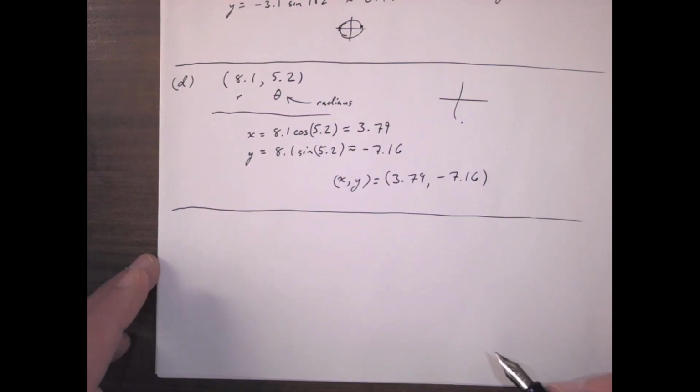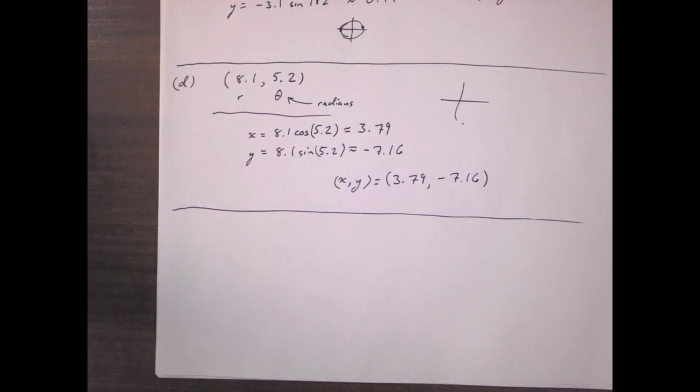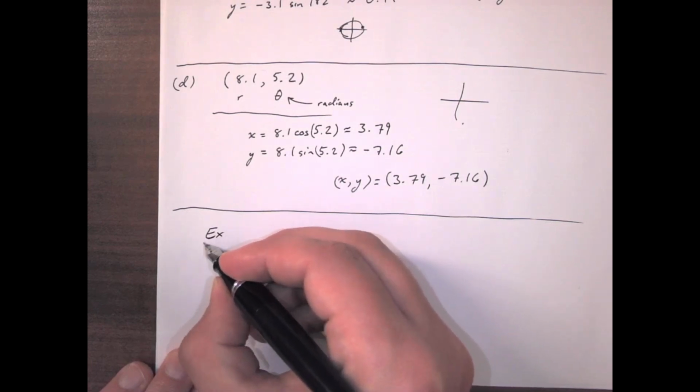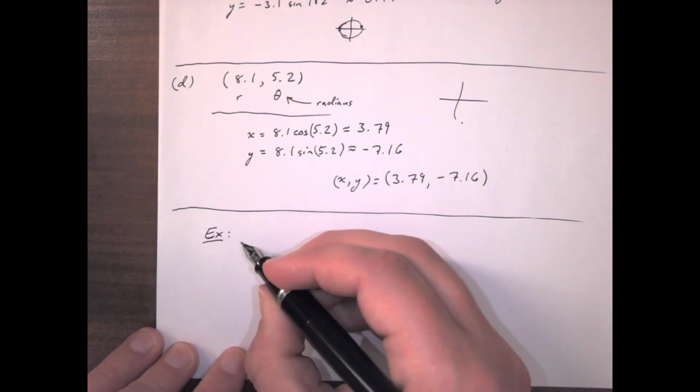Alright, so that's the kind of thing that can happen here, and the most common mistake you can make is probably having your calculator in the wrong mode. Okay, so let's try a new example where we convert the other direction.